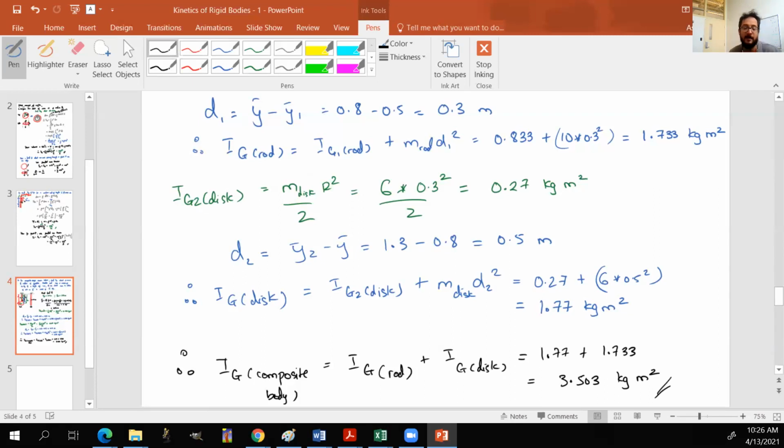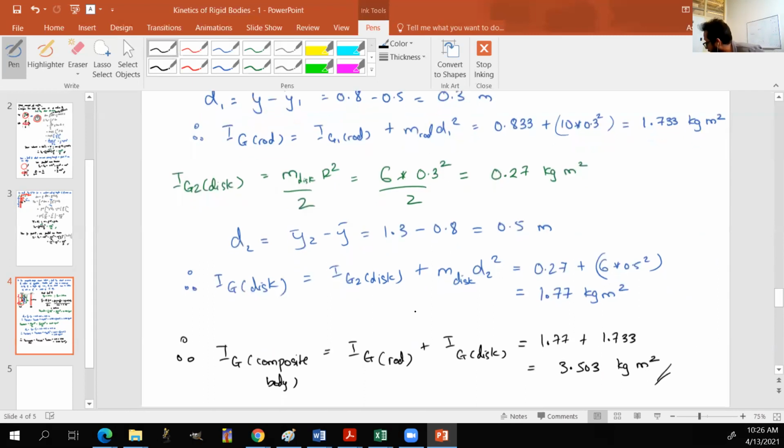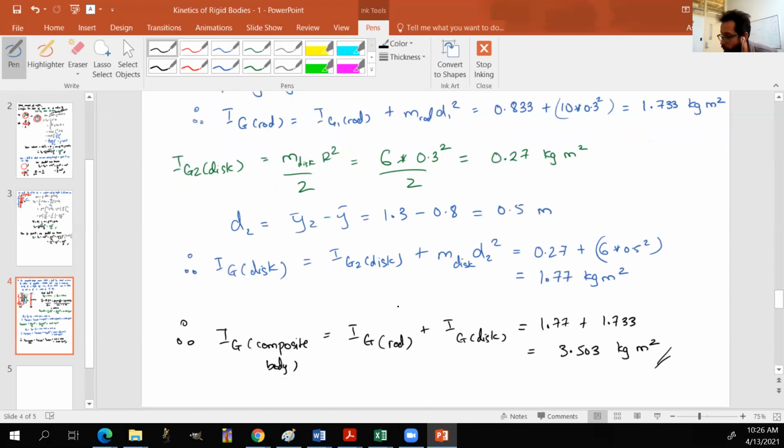All right, so that has to do with the mass moments of inertia. Any questions, guys? If not, let's get into Newton's second law. Good to move on to the next page? Yes. Okay.